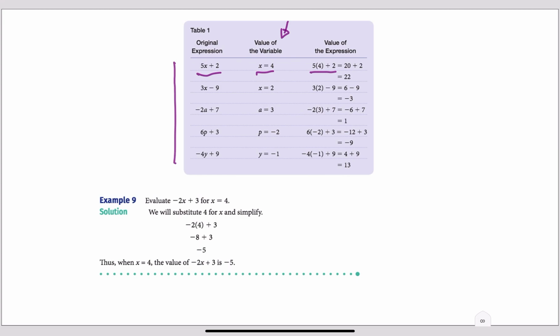And so let's look at the example down here below. Evaluate negative 2x plus 3. And we want to do that for x equals 4. So in this example, they're saying, suppose x is 4, what would the expression negative 2x plus 3 simplify to? And so what we want to do is take this value and plug it in for our variable term.